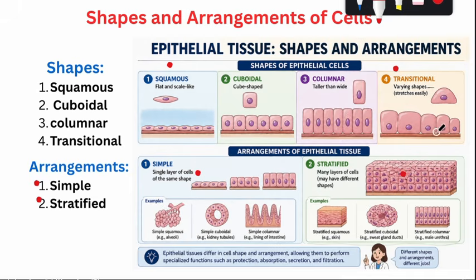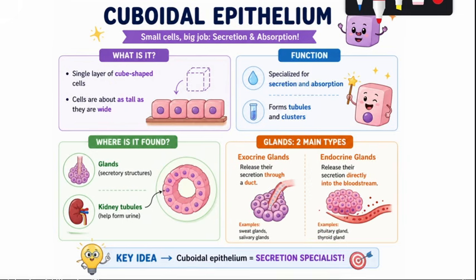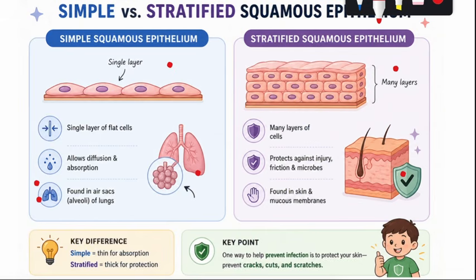Okay, good. So the next one we'll learn about is squamous epithelium. We're going to learn about simple versus stratified squamous epithelium. Simple means one layer, stratified means many layers, and squamous means scale-like cells.